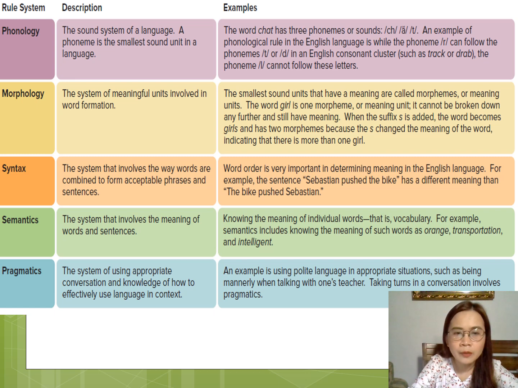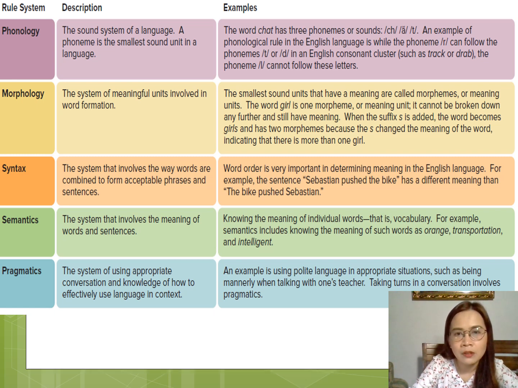Okay, so here we can see the table, no, yung mga rule system ng language. First is the phonology or the sound system of language. A phoneme is the smallest sound unit in a language. So for example, the word chat has 3 phonemes or sounds, diba? Yung ch, a, ch, cha, a, th.